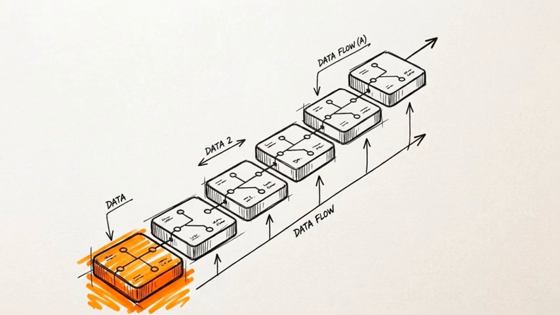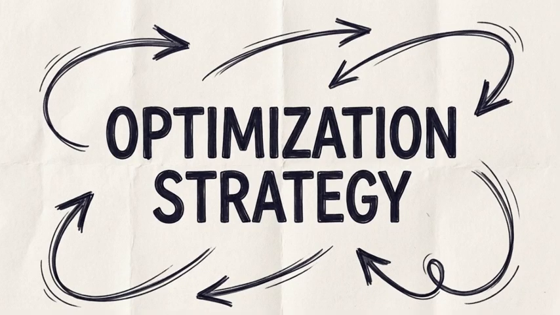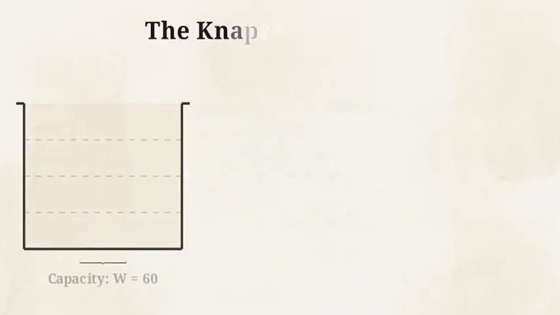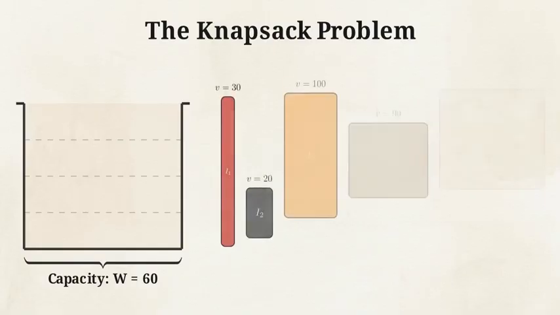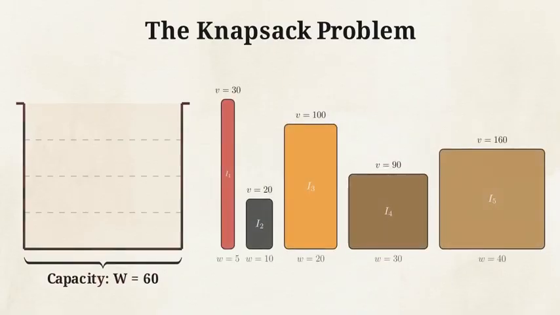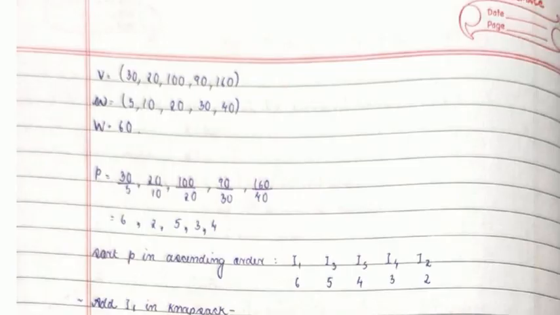Optimization often comes down to making the most profitable local choice without worrying about the steps ahead. We call this the greedy approach, and the classic way to understand it is the knapsack problem, maximizing the value of a bag that has a strict weight limit. This handwritten table sets up our specific scenario. We have a total knapsack capacity of 60 and 5 available items.